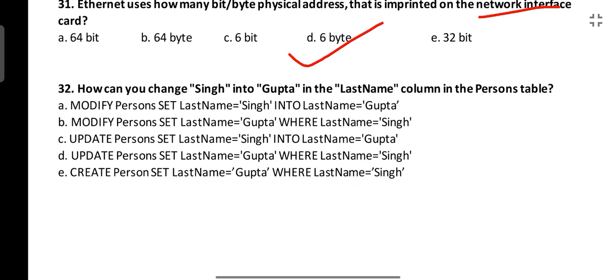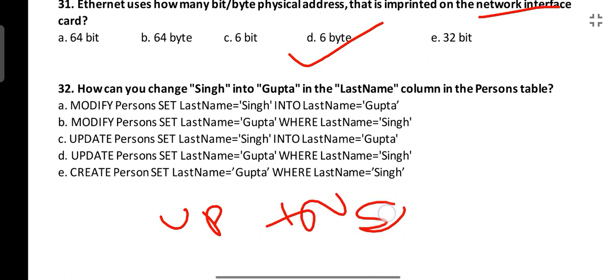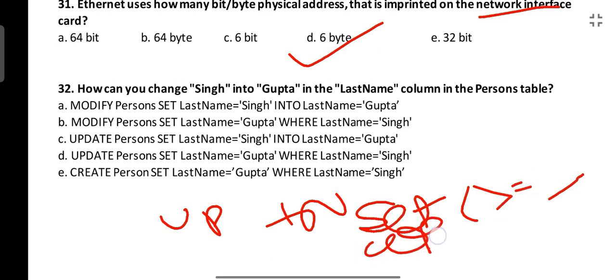Next is, how can you change Singh into Gupta in the last name column in the persons table? We know we need to run an update query to change it. I gave the syntax of the update query in the previous video, but let's see it again. What is the syntax? Update table name, then set, then column name equals whatever we want to write, and if there is a where clause, then where.